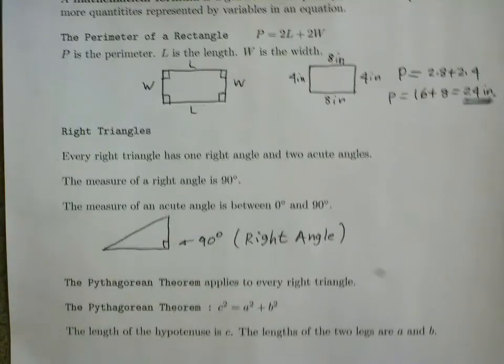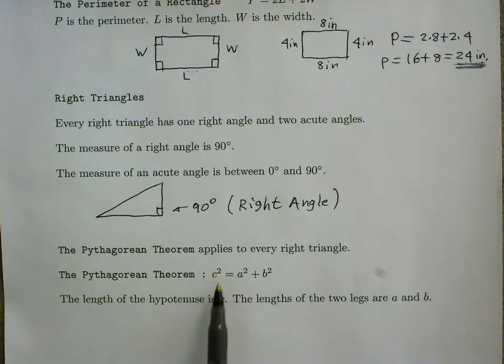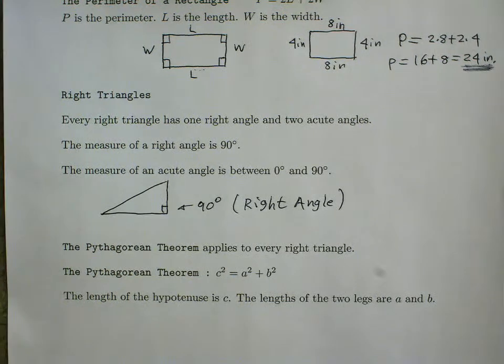Okay, the Pythagorean theorem applies to every right triangle. This is the Pythagorean theorem. Well, the punchline to the Pythagorean theorem: c to the second equals a to the second plus b to the second. So a, b, and c, what are they? The length of the hypotenuse is represented by c, and the lengths of the 2 legs are a and b.